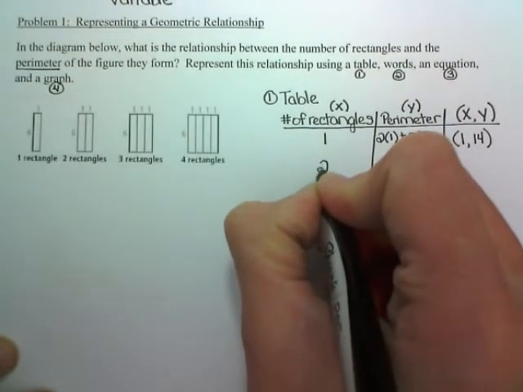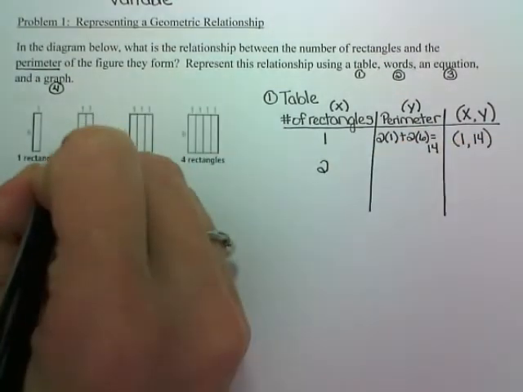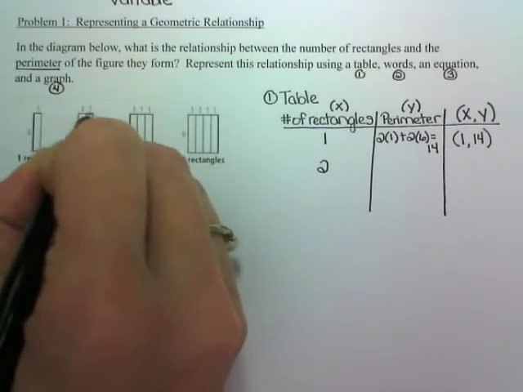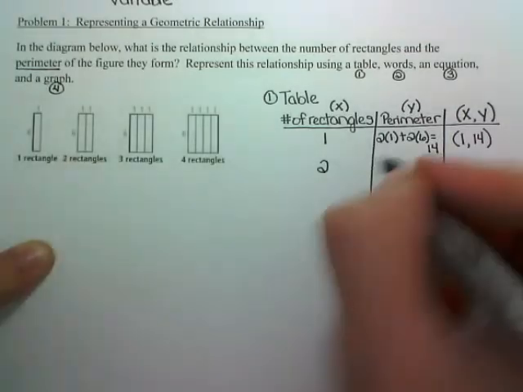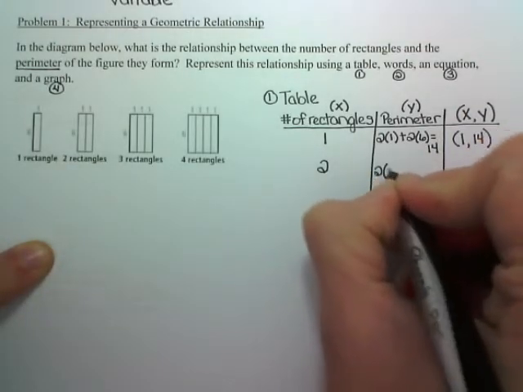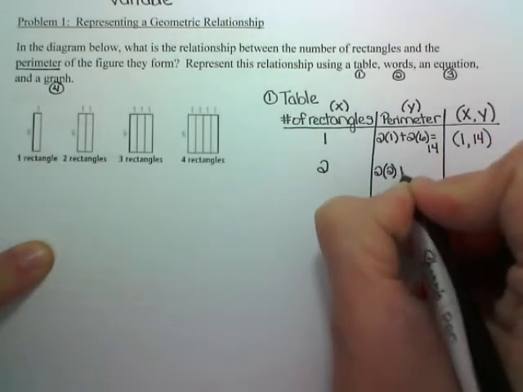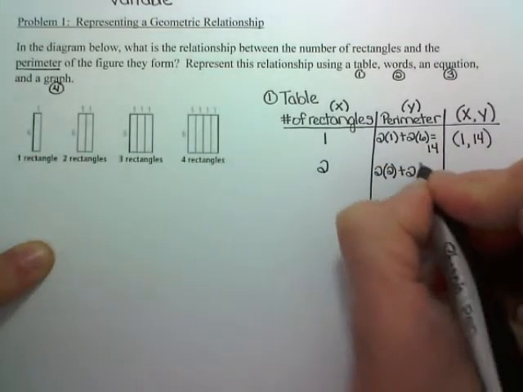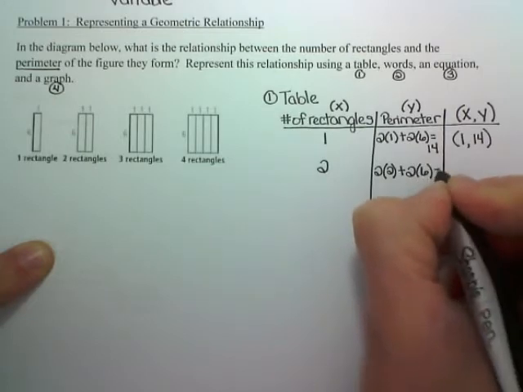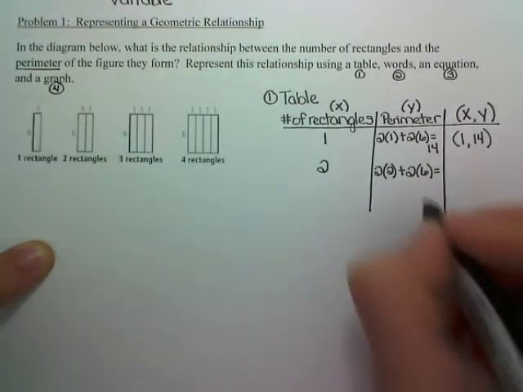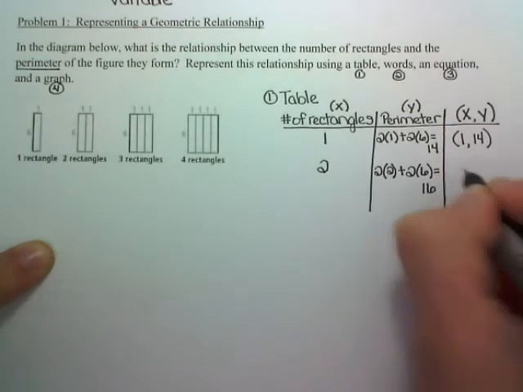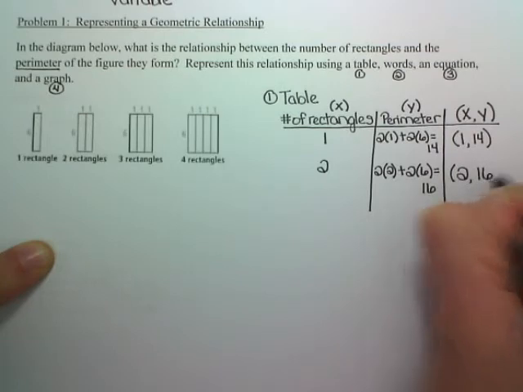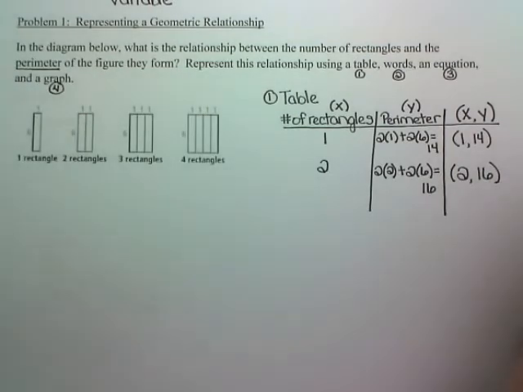So let's look at 2 rectangles. Again, I have 2 lengths and widths, but this time this is 1 plus 1, so this is 2, so I actually have 2 2's, and again I still have 2 6's. That distance there is not changing. So when I simplify that, I'm going to get 16. So when I have 2 rectangles, my perimeter is 16.